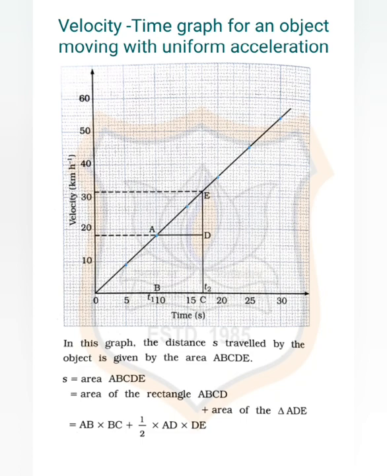Since the magnitude of the velocity of the car is changing due to acceleration, the distance travelled by the car will be given by the area ABCDE under the velocity time graph, as we are already observing in the diagram. So therefore S, the area, is equal to ABCDE, which is equal to the area of rectangle ABCD plus the area of triangle ADE. Hence AB into BC plus half of AD into DE.